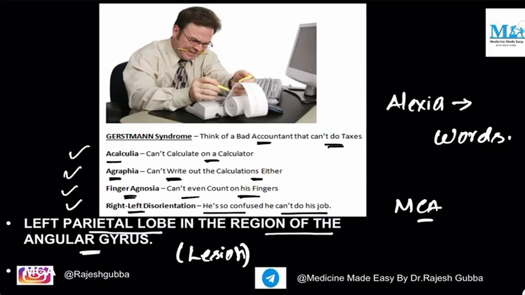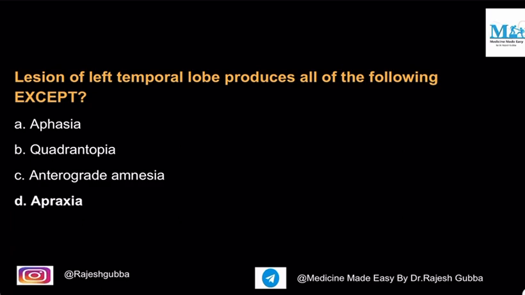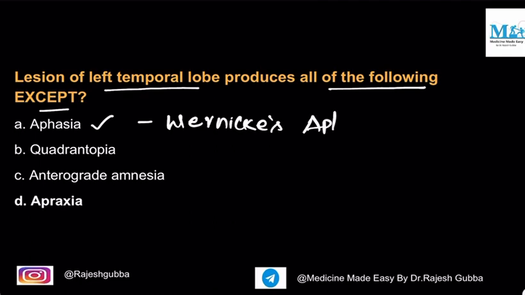Then followed by that, you see the next question. Lesion of the left temporal lobe produces all of the following except. The options are aphasia, quadrantanopia, anterograde amnesia, then apraxia. So what all will be the features of the left temporal lobe lesion? Aphasia will be seen. Why? Because the left temporal lobe is a dominant lobe for speech, where you have the presence of the Wernicke's area, right? And once this left temporal lobe is gone, the individual develops what type of aphasia? That is, the individual develops what is called Wernicke's aphasia.